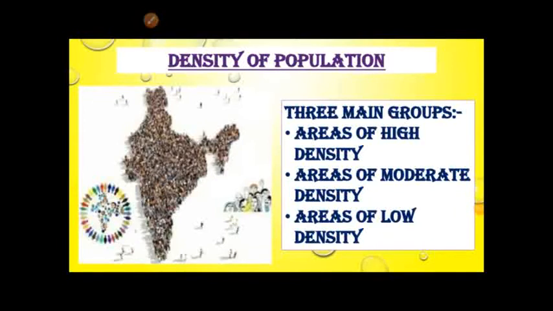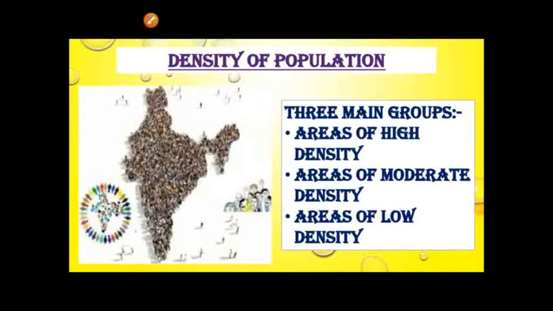Density of population. Density of population refers to the number of people living per square kilometer. An area is said to be sparsely populated when it has a large area with a small number of people. Similarly, the smaller the area with a larger number of people, the more densely populated it is said to be. The formula for calculating population density is: population density equals total population divided by total land area.